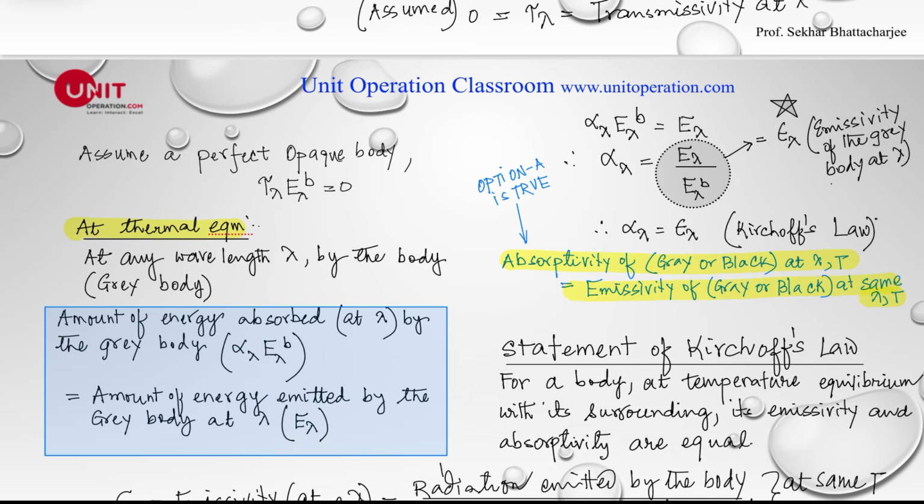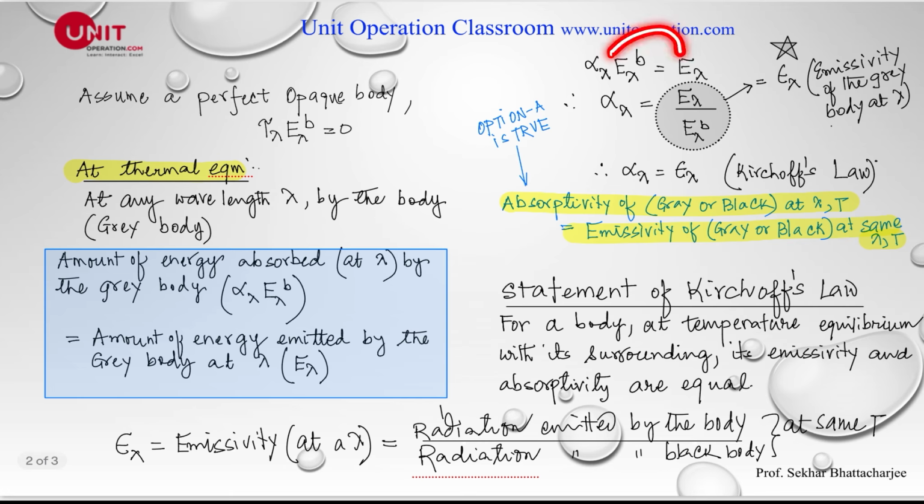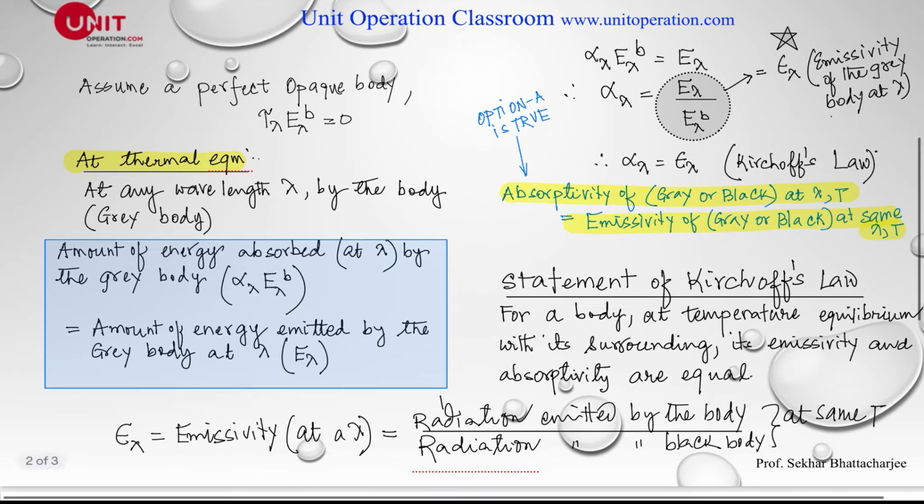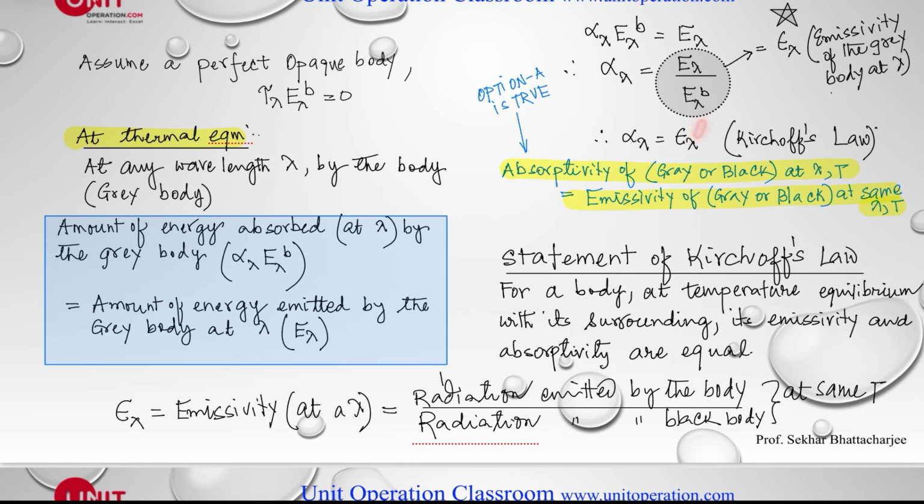If we equate these two, then we get alpha lambda, which is the absorptivity, equal to E lambda divided by E lambda of the black body. By definition, this is the emissivity of the gray body, of this body here, and alpha lambda is the absorptivity of the same body. This is defined so because epsilon lambda, the emissivity at a certain wavelength, is equal to the radiation emitted by the body divided by the radiation emitted by a black body at the same temperature, which is this one right here.